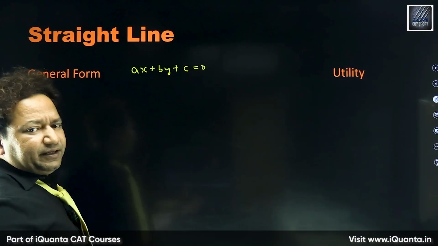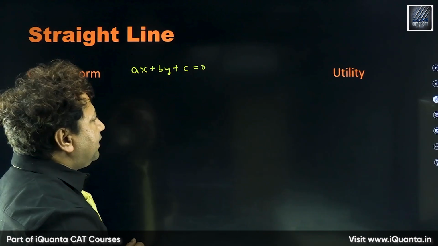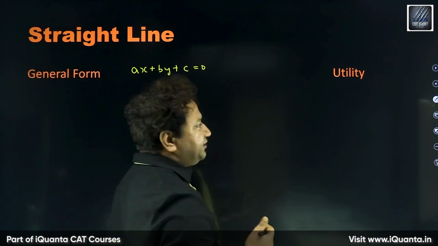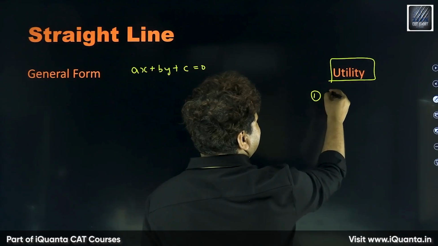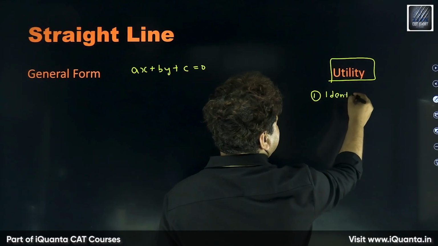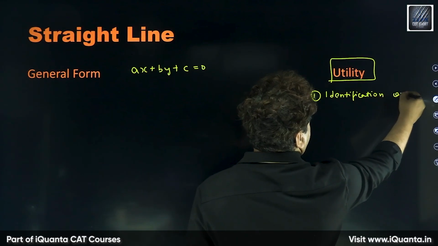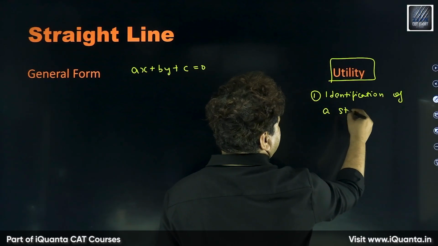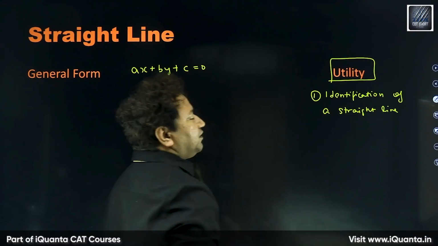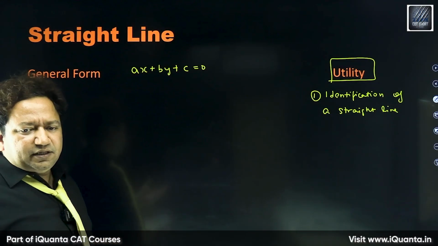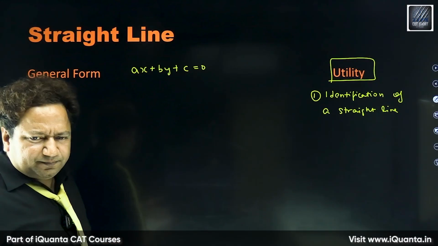Now what's the utility of this form? To write something in this form, what's the utility? There can be multiple utilities, but first thing first is identification of a straight line. Whether it's a straight line or not, how do we know? When the power of x and y both are equal to 1. In fact, we can also have an equation in one variable.